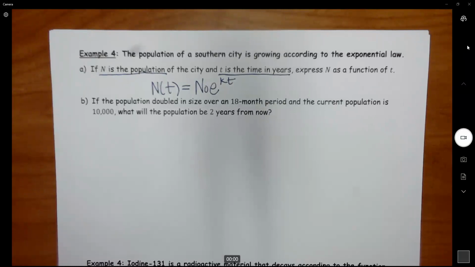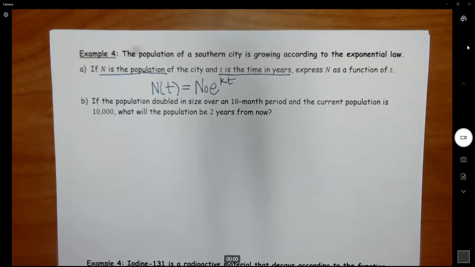So B says if the population doubled in size over an 18-month period, and the current population is that was probably loud, I'm sorry. And the current population is 10,000. What will the population be in 2 years from now? All right.